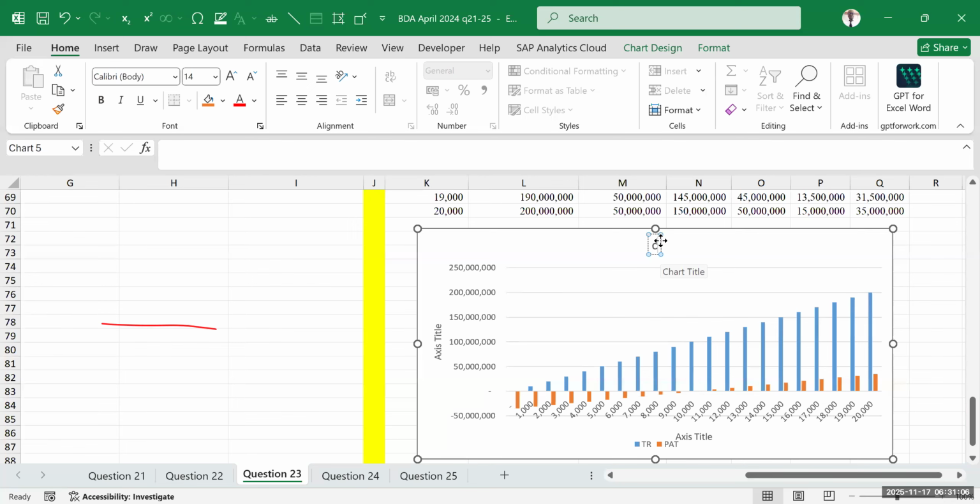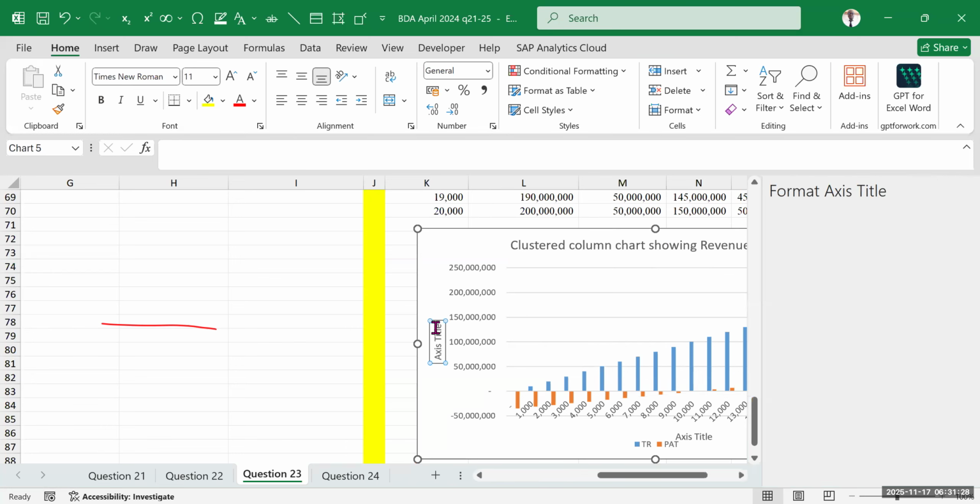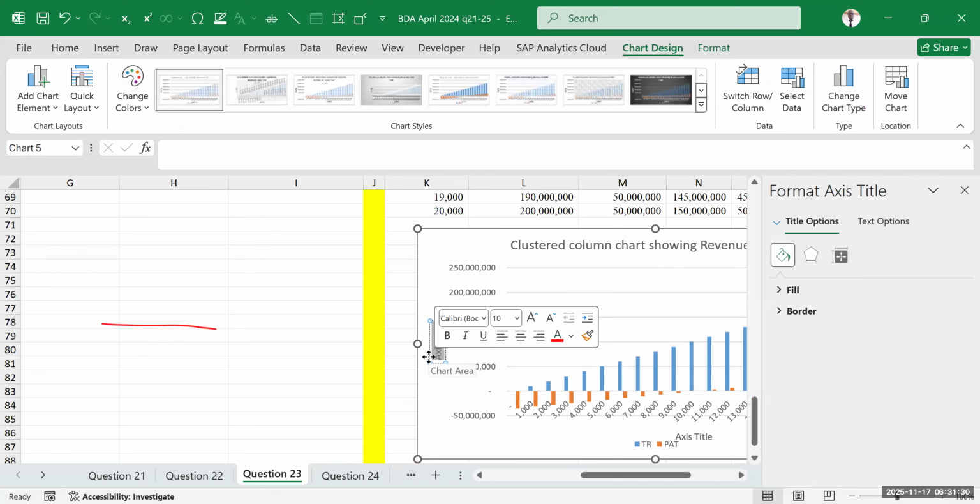Clustered. Let me just type it. Clustered column chart showing revenue and profit after tax, like that. So that one you are good. Then now the y-axis. What is the y-axis showing? The y-axis is showing revenue in shillings.